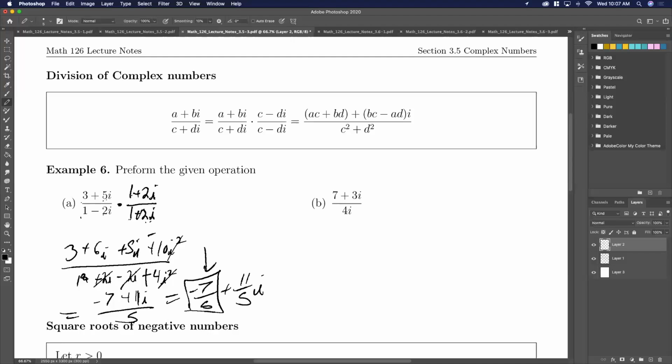Negative 7/5. And my imaginary part is negative 11/5 without the i. Okay, and so that's how you do that. And once again, I'll just show you real quick. If you only have an imaginary unit on the bottom, the complex conjugate is the negation of that. And so you just multiply by the conjugate here.